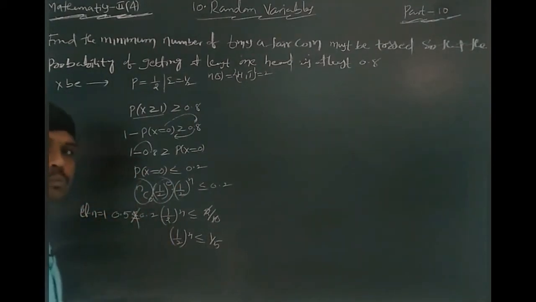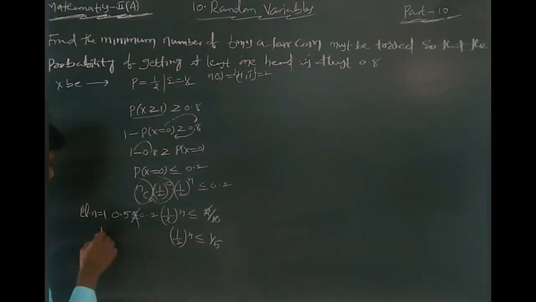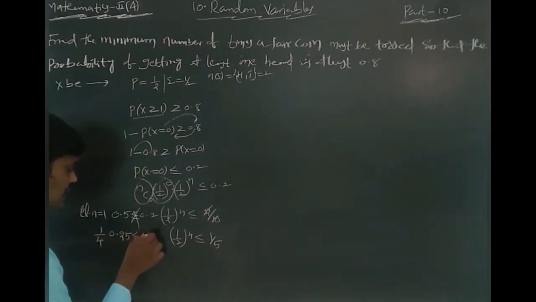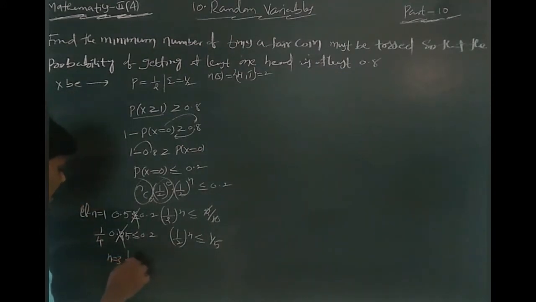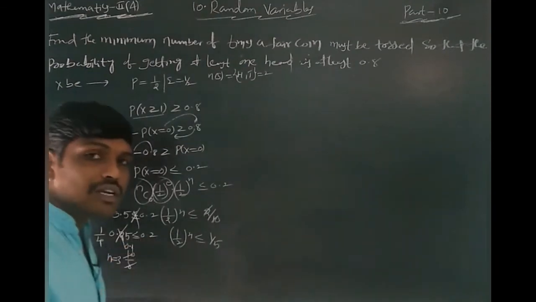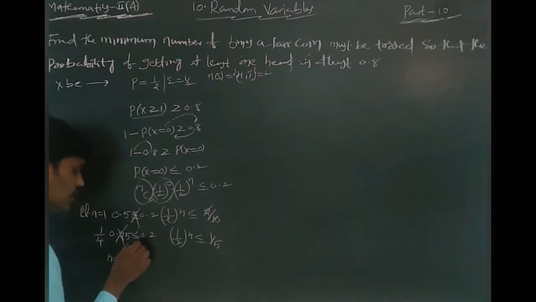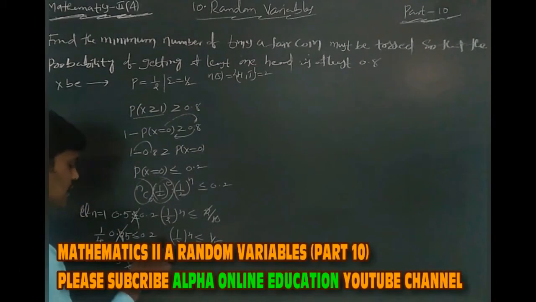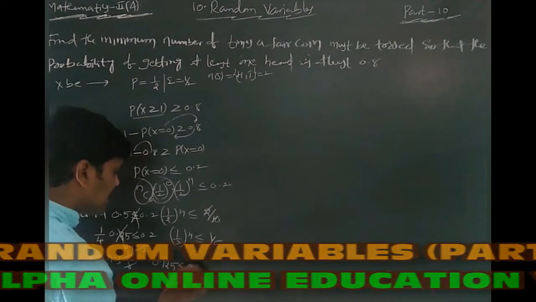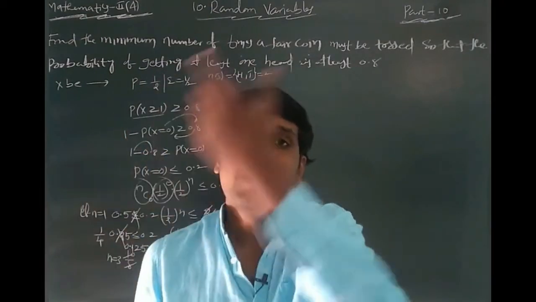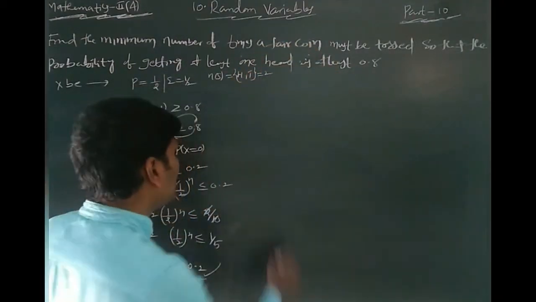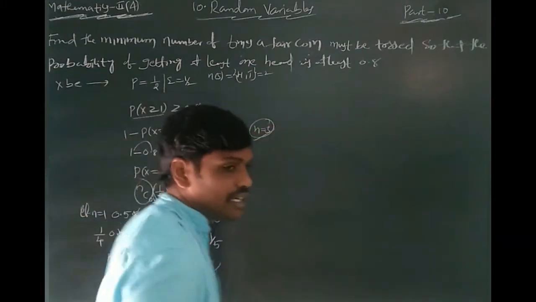You have to take n equal to 2. What do you get? 1 by 4, nothing but 0.25, is less than or equal to 0.2. This is also not correct, this is also not satisfied. Next take n equal to 3: 1 by 8, nothing but 0.125, is less than or equal to 0.2. This one is satisfied. From n equal to 3 onward it is satisfied. What is the minimum value? It is n equal to 3. That is the answer. In this way you can do this model problem.